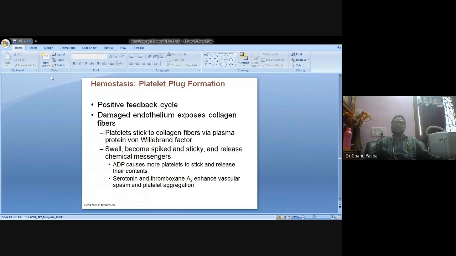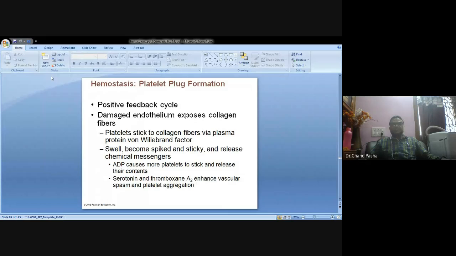Once that is lost, once these particles, endothelial cells as well as platelet cells, lose their outer charge, now they will be attracted by one another. And these damaged endothelial cells will be exposed to the collagen fiber. Okay, and see, this is a process again.